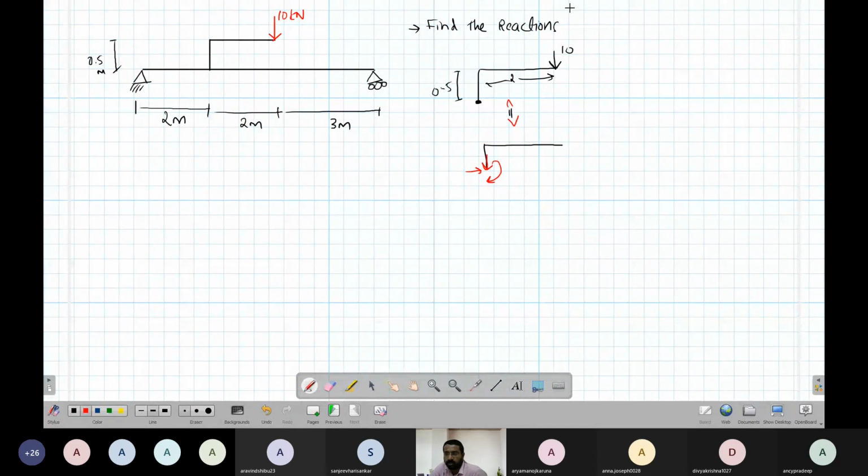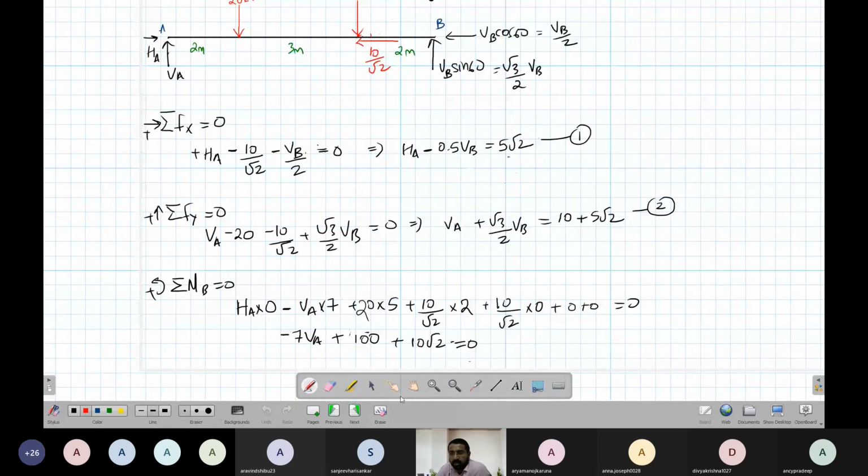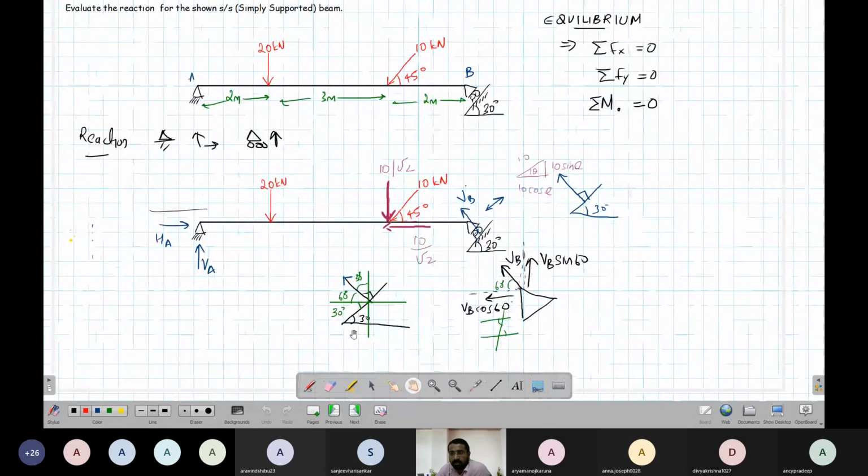I don't want to spend more time on this supported beam, because I want to start the friction portion. So I'll post 2 or 3 solutions as videos. This is a question which I think was asked in last semester's exam, a problem similar to this.